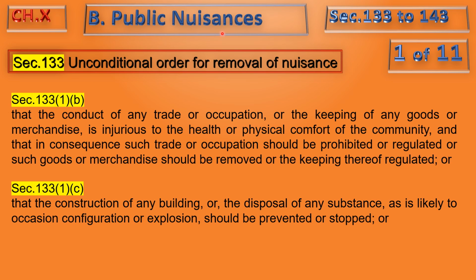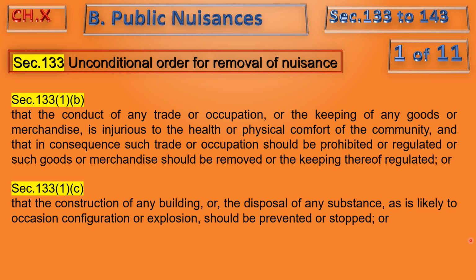Now let's check further what can be public nuisances. Clause C says that the construction of any building or disposal of any substance as is likely to occasion conflagration or explosion should be prevented or stopped. See, this is in relation to immovable property, a building which has to be brought down or has to be built up or amended. So such a thing is also going to be a nuisance if it is not done as per the rules and regulations.